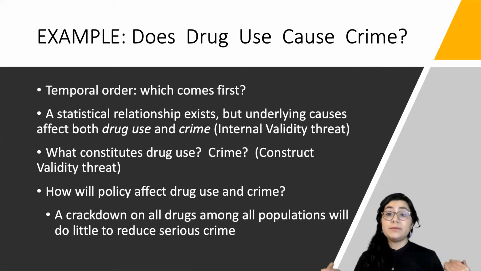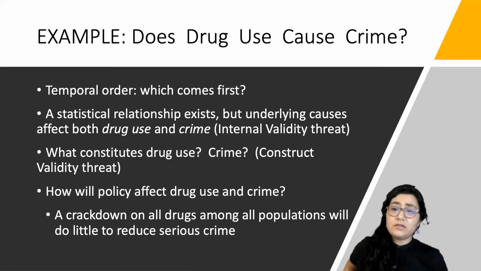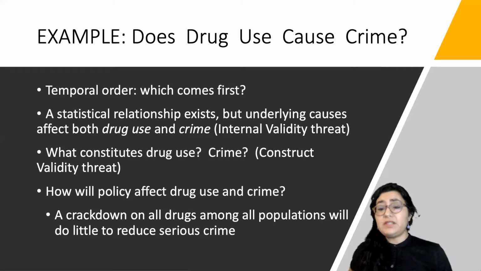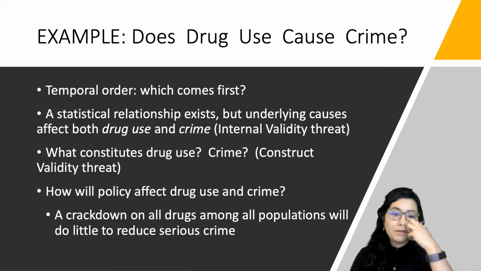An example of this is if drug use causes crime. Which would come first? You need to make sure that the people you're observing first had drug use, right, and then committed crime. Oftentimes that may not be the case, and there may be prior crime before the drug use, or there may be more of a pattern. That creates issues of validity.